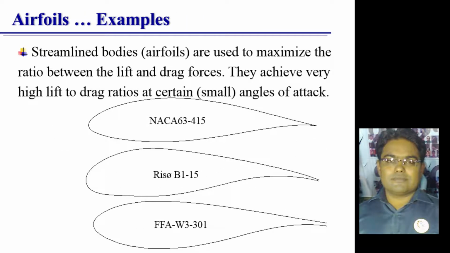These are some examples of airfoils that we use in wind turbine blades. The NACA 6-digit series is the first example. This is the RISO B115 and FFA W3301. These are some commonly used wind airfoil shapes in wind turbine blades.